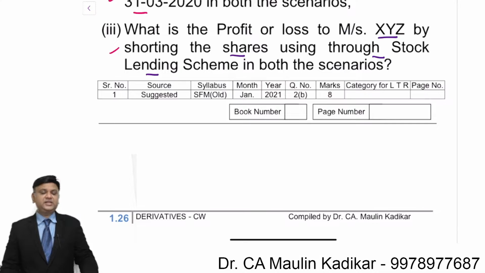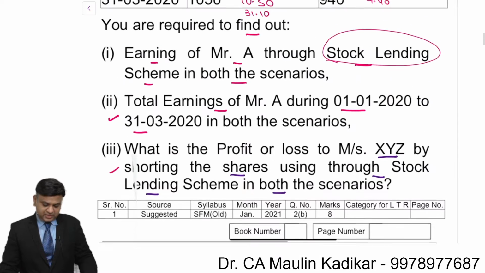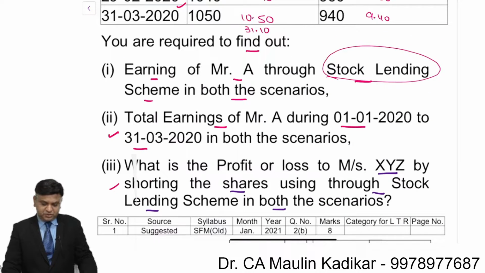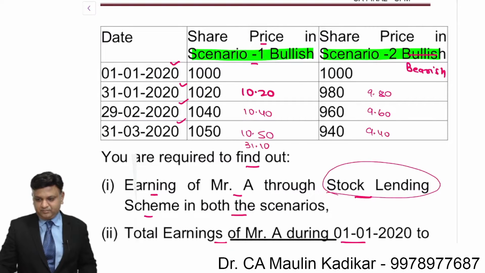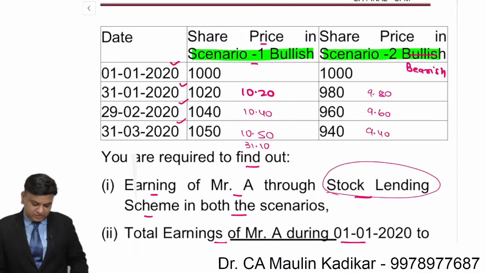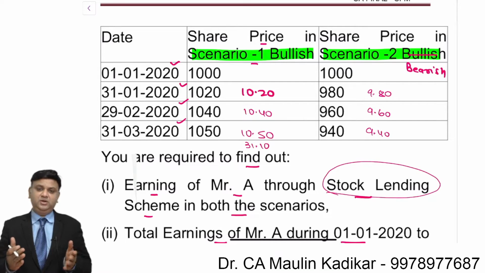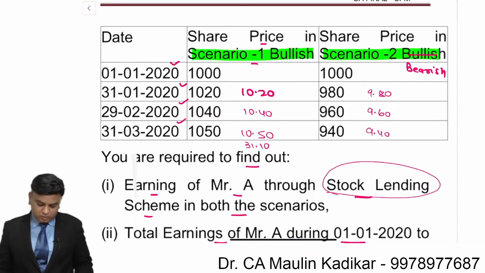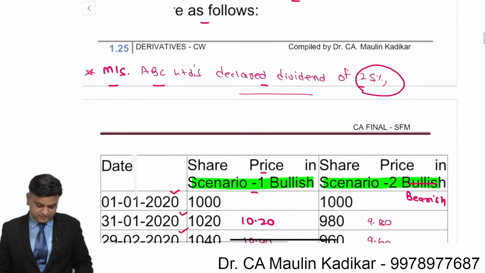scheme in a way that he squared off the position by way of borrowing of the stock, and the company borrowed the stock for a time period of 3 months in both the scenarios. I want you to calculate the answer of this question on your own, then I will do the working for you. So I am giving an explanation of how to calculate the answer in the first scenario, then I would like you to do the answer in the second scenario.